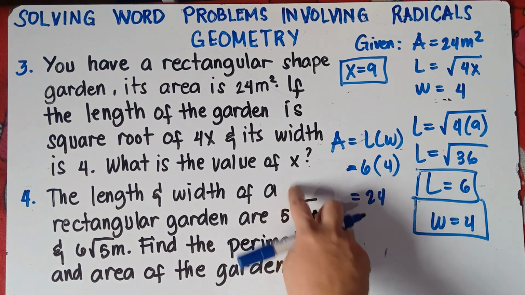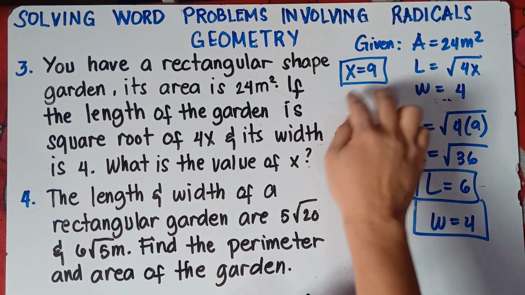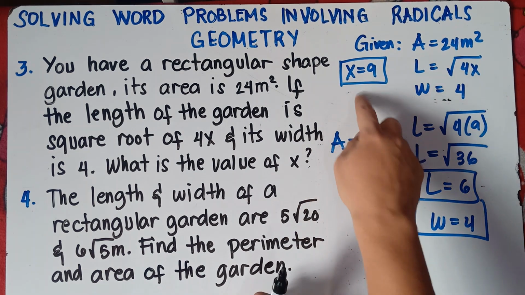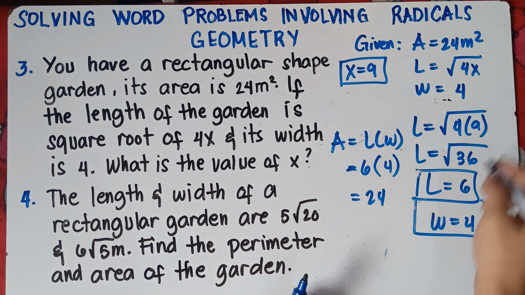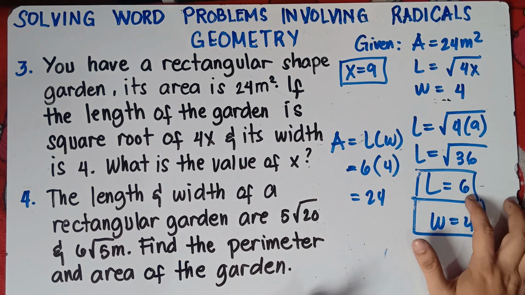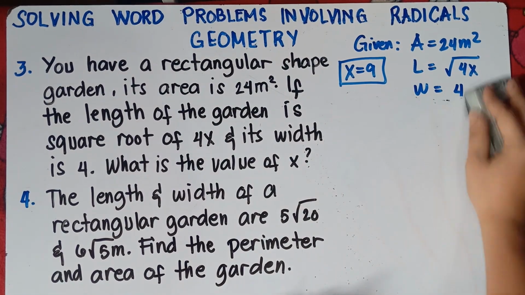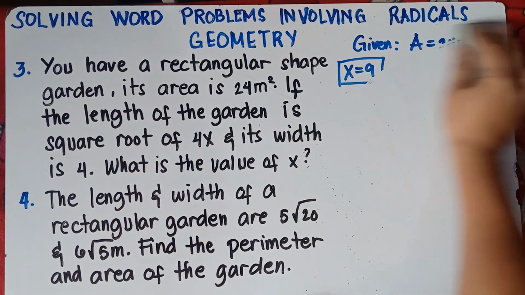But you are told to find x, therefore your answer is just x equals 9. But if the teacher asks you to check the value of length, this will be your answer, class. Length is equal to 6, but our x is 9. Just in case the teacher asks you to find the value of your length, this will be your answer, class. Length equals 6. But our answer for number 3 is x equals 9. That's it for number 3.